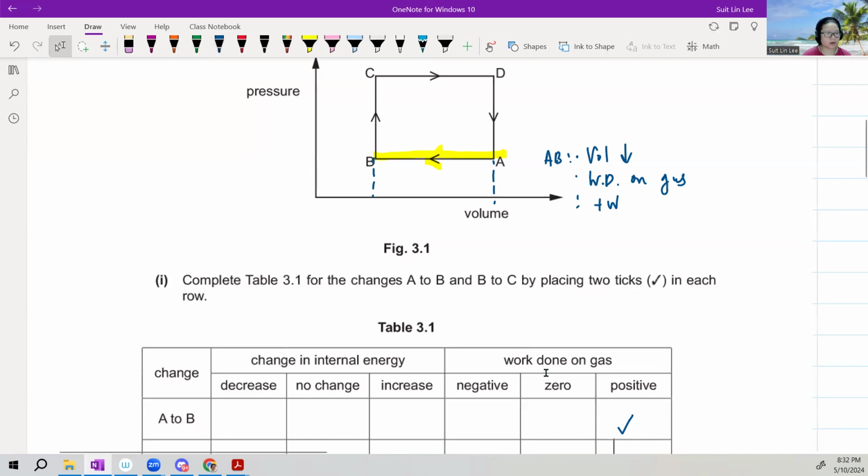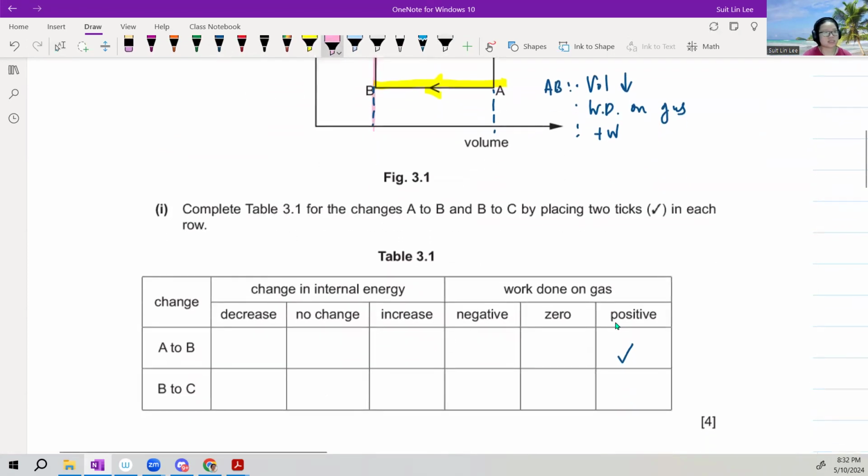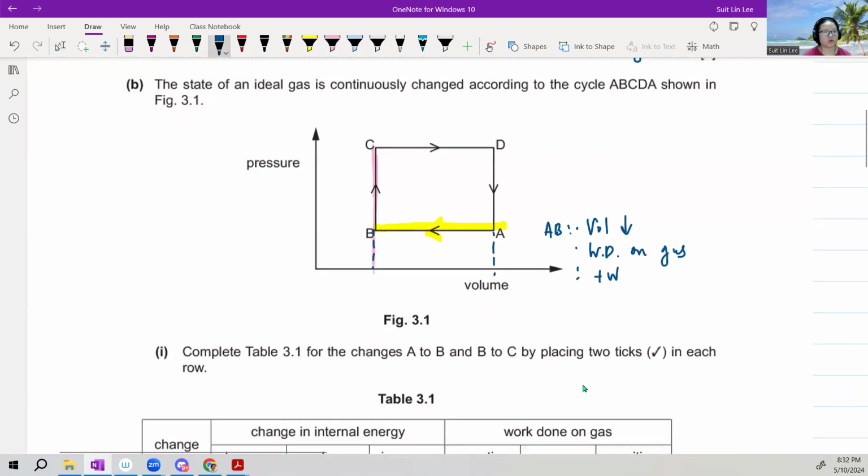All right, and what about B to C? B to C volume is constant. It's fixed at this particular volume. So the work done on the gas is 0. Okay, so this one is easy to answer. The harder one to answer is the change in internal energy because you will need to involve your delta U, which is Q plus W.